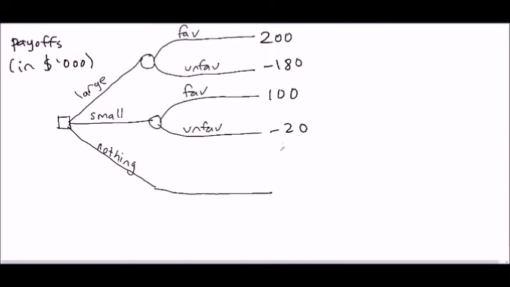However, for do nothing, the payoff for favorable is 0 and unfavorable is also 0. They are the same. So therefore, that is why we don't draw any branches for do nothing. The payoff is the same, which is 0. We add the probabilities. Probability of favorable market is 0.5. Probability of unfavorable market is also 0.5.